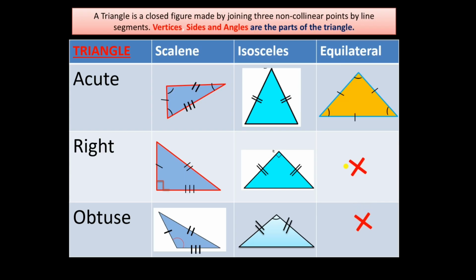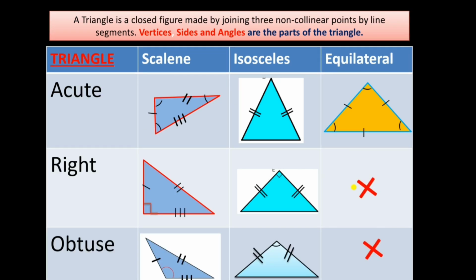In this video, we have learned a triangle is a closed figure made by joining three non-collinear points by line segments. Vertices, sides and angles are the parts of the triangle. I am sure now you are familiar with the triangle and its types. Let us learn more really important things about triangles in the next video.